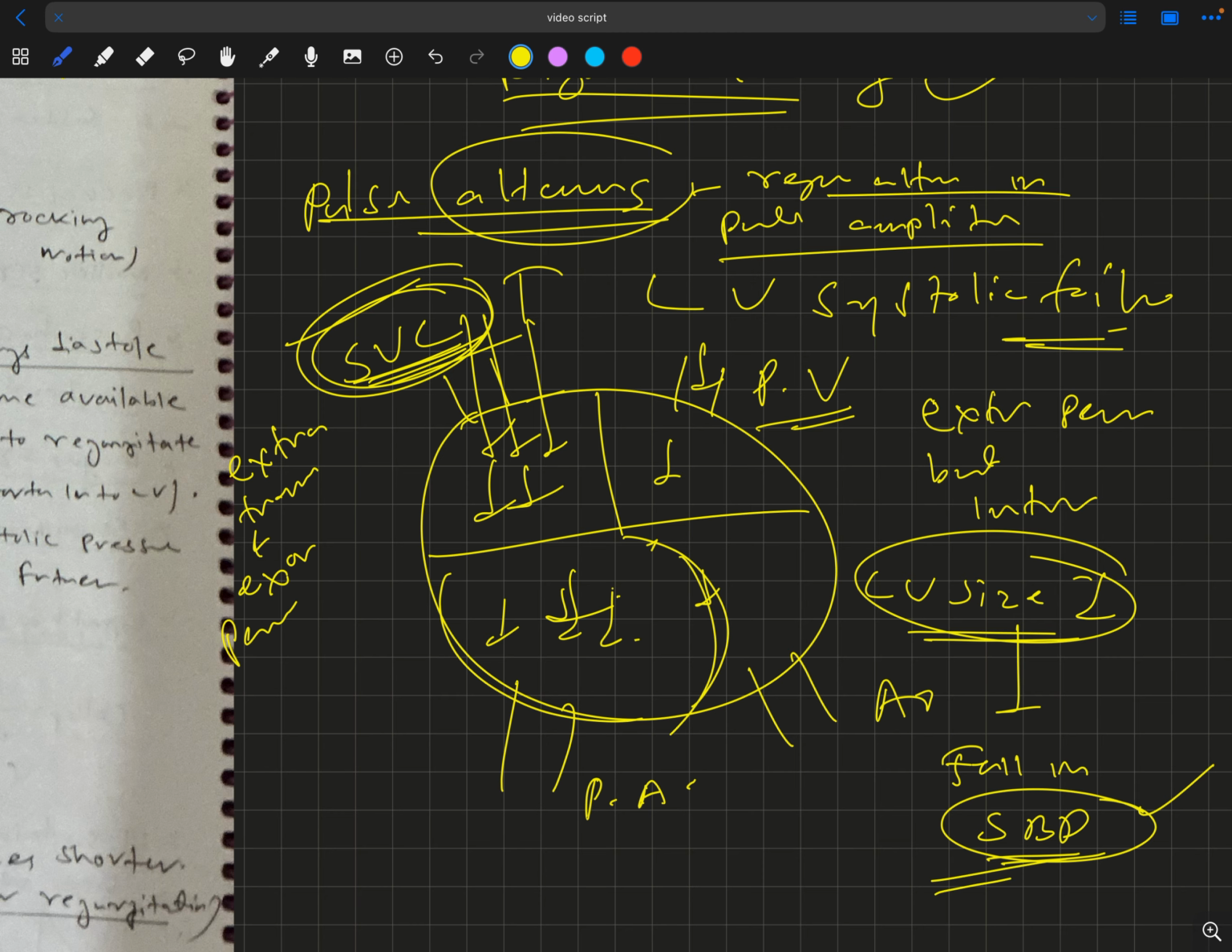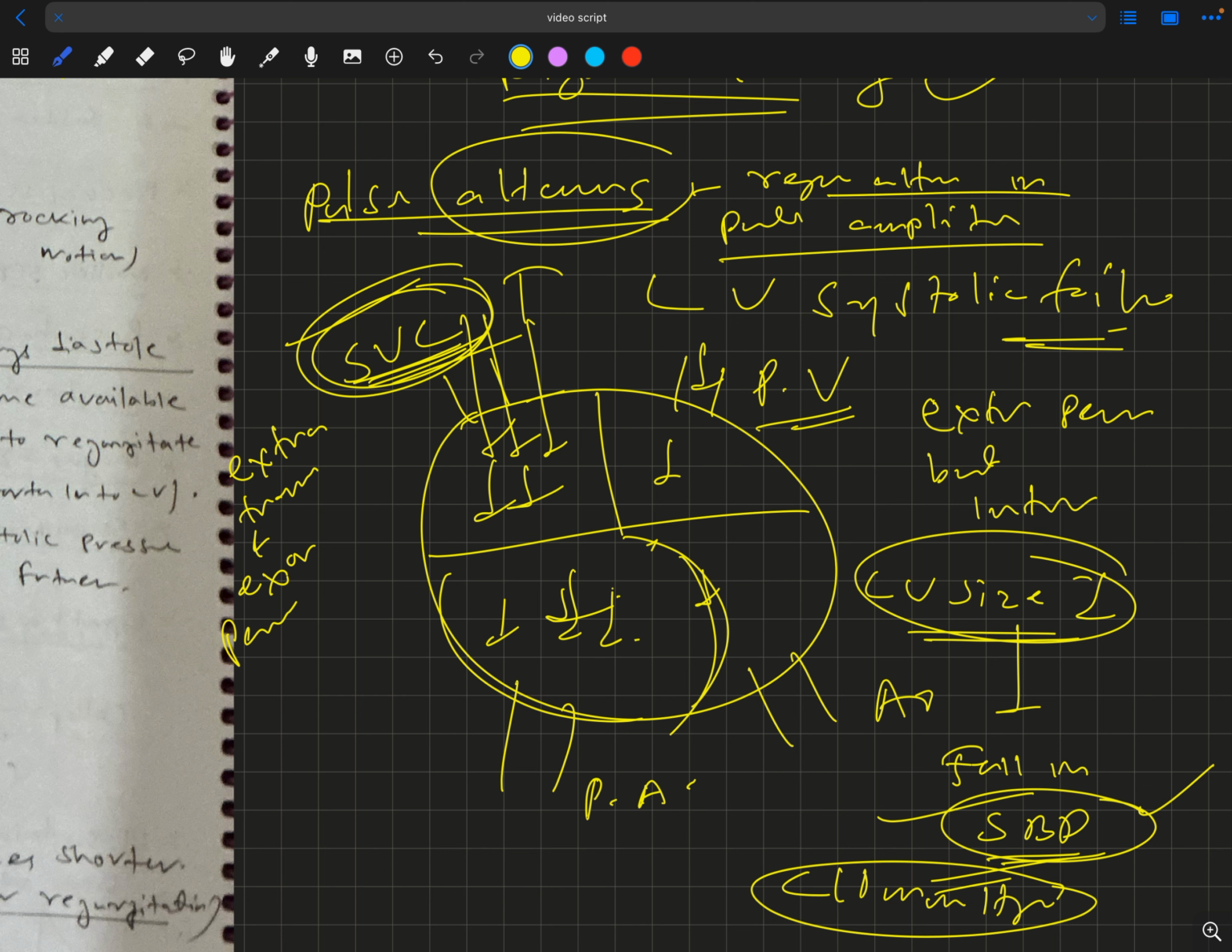Clear? So this is normally less than 10 mm of Hg. If inspiration is leading to a fall in systolic blood pressure of more than 10 mm of Hg, the pulse will be weak. Obviously, it is called pulsus paradoxus. So after inspiration, there will be a fall in systolic blood pressure by more than 10 mm Hg. It is called pulsus paradoxus.